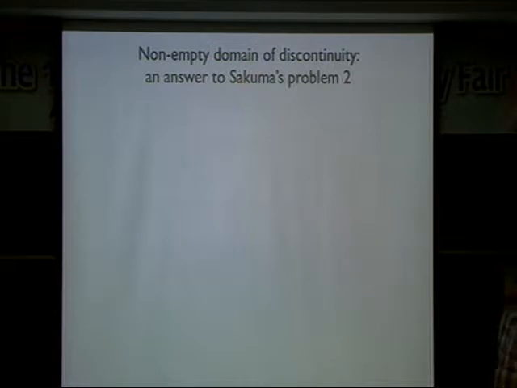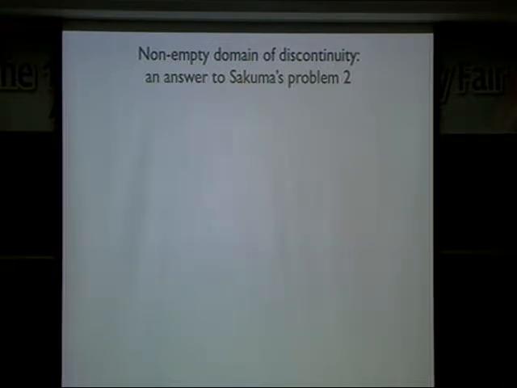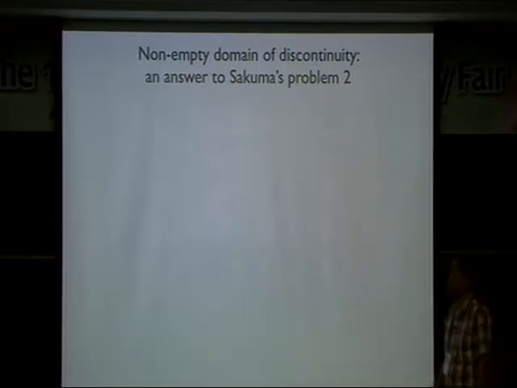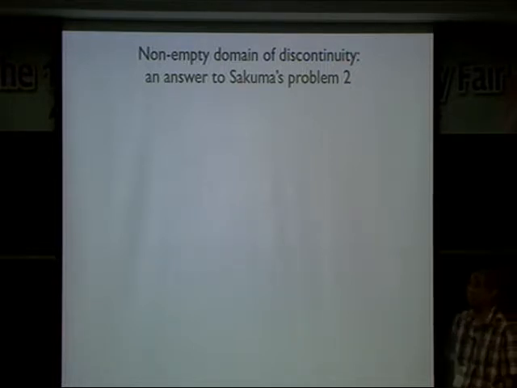Not non-homotopy. So that was the answer to problem 4. So we prove that there is an open set in which no curves are non-homotopic in them. So the second theorem is an answer to problem 2.